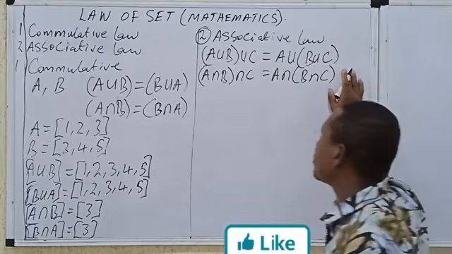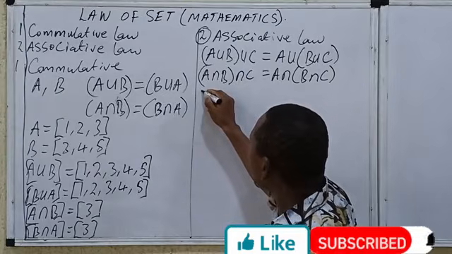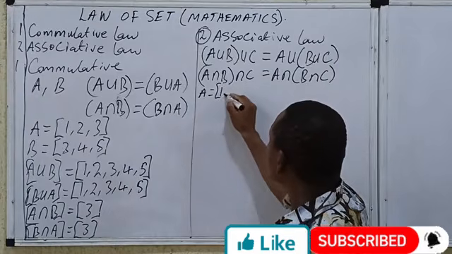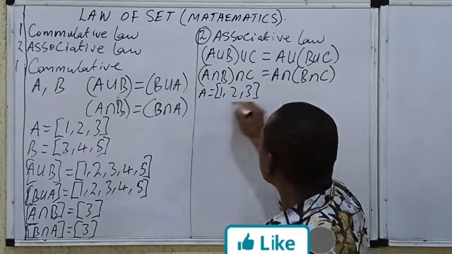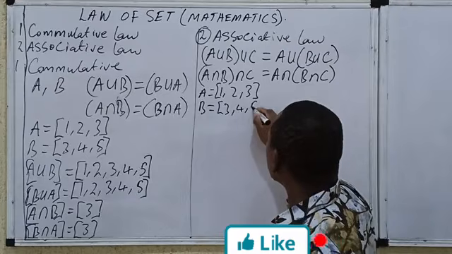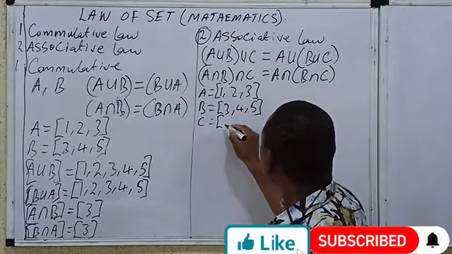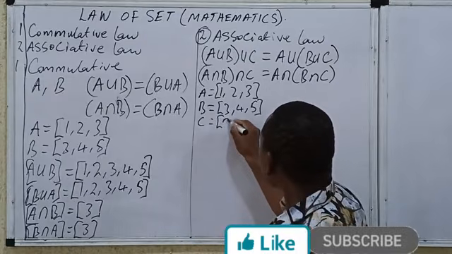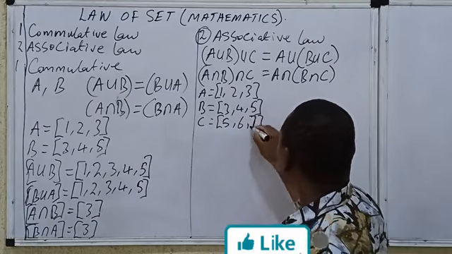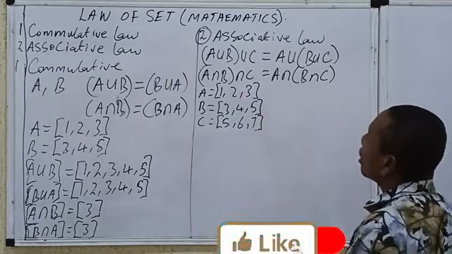So let's assume that we have a set, for example. Let's just use A equals 1, 2, 3. B equals 3, 4, 5. C equals 5, 6, 7. So we have three sets.